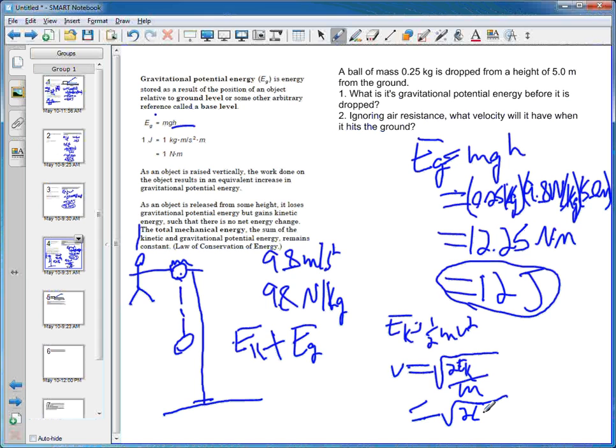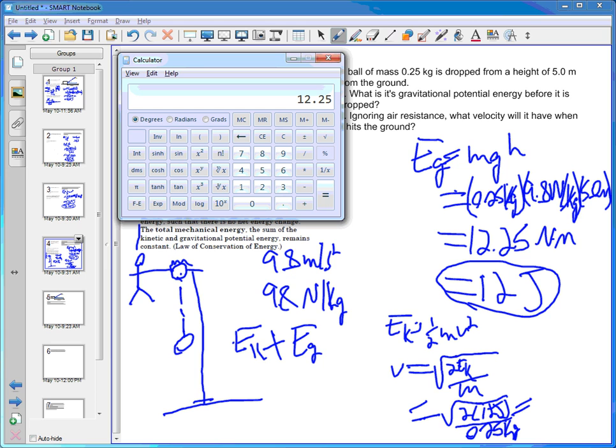And that equals 2 times 12 divided by 0.25, and then square root that. There it is. You get 9.7979, etc. We've got two significant figures still only, so we have to keep two significant figures. We get 9.8. Now what are our units?